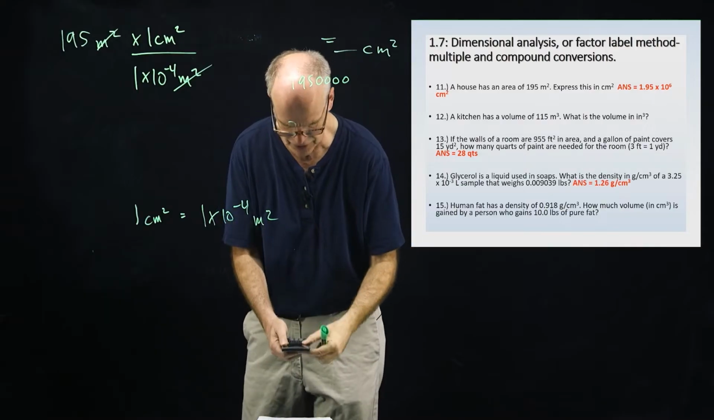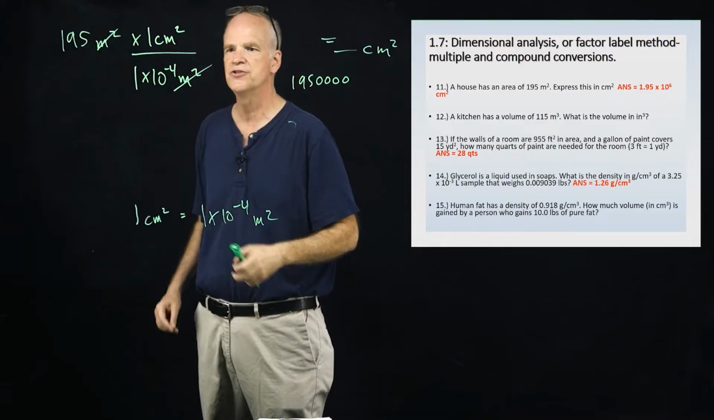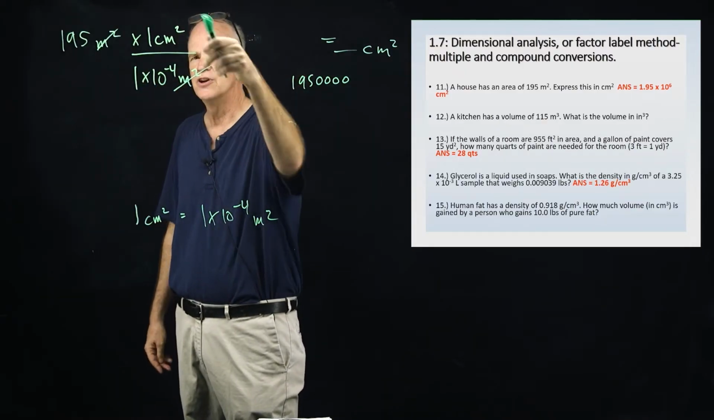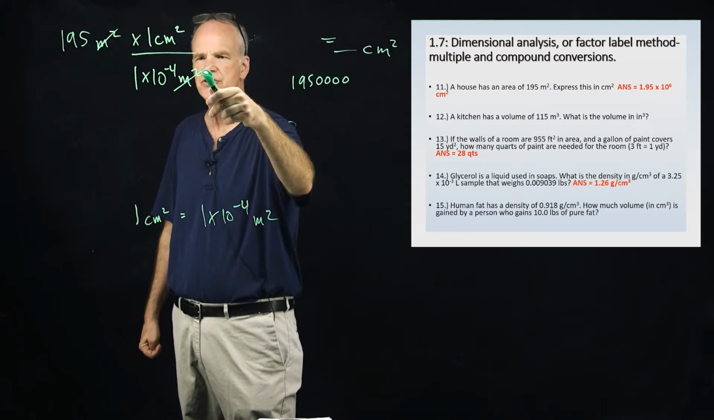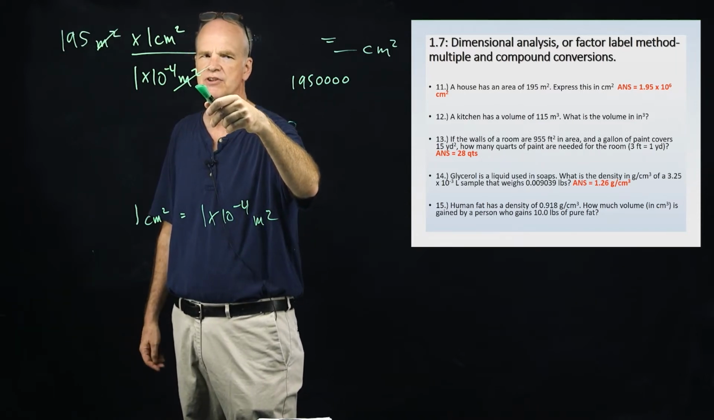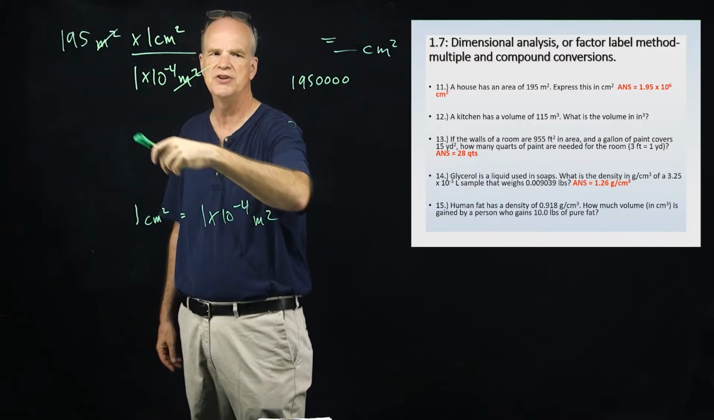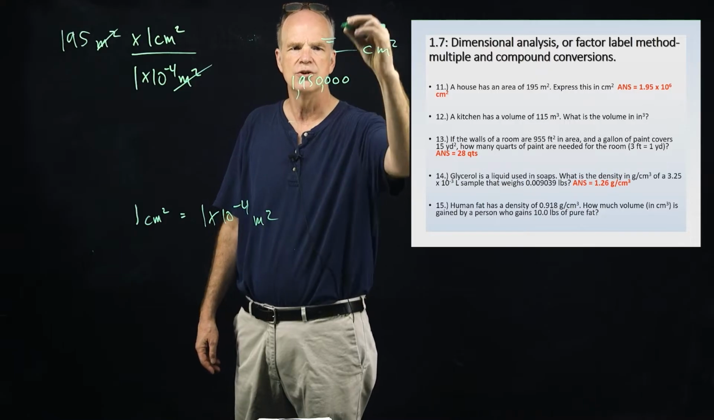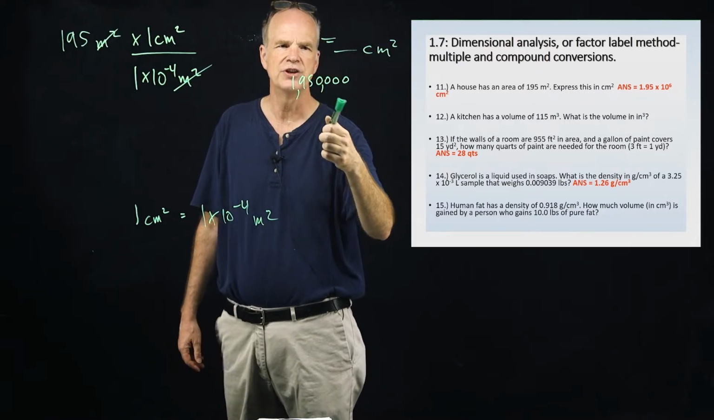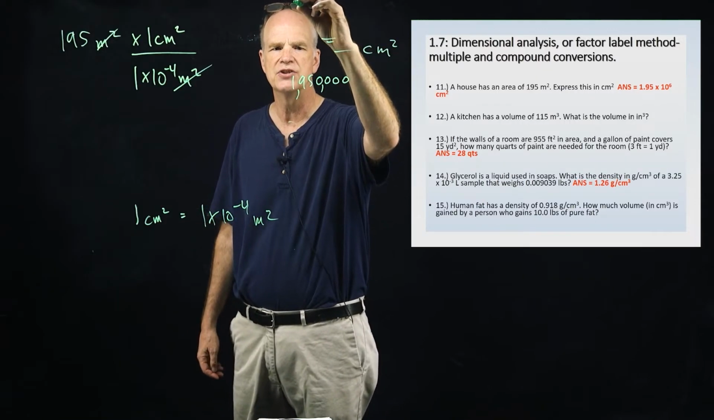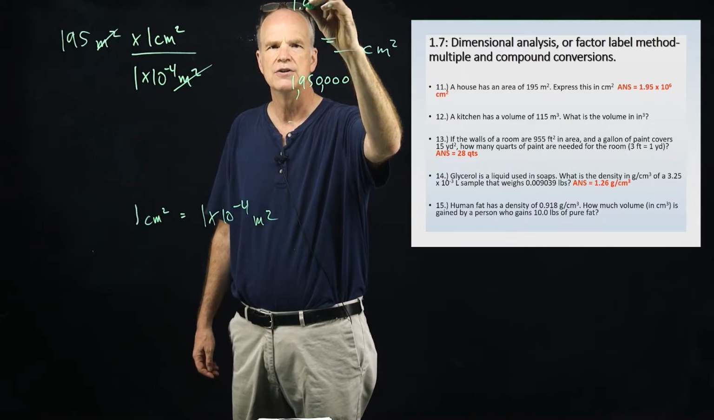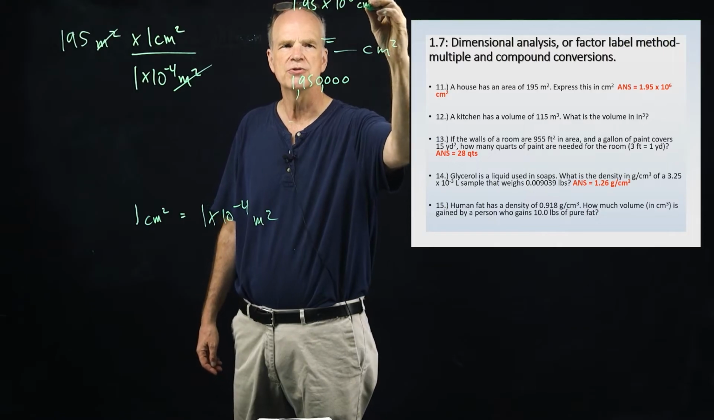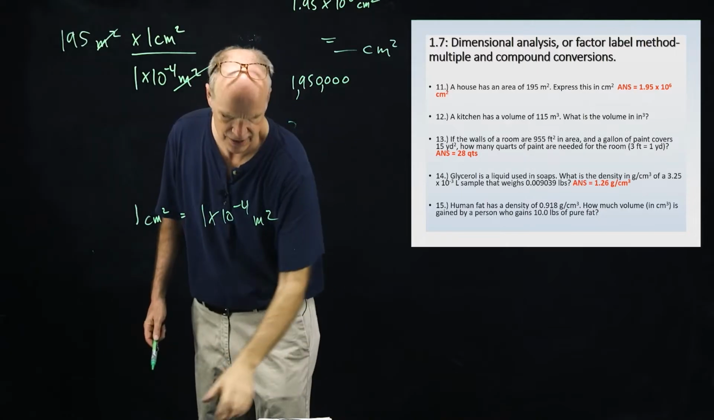Okay, so let's convert this to correct significant figures. We have 3 significant figures in 195. Both of these other numbers are exact numbers, and so they will have an infinite number of significant figures. So the answer should be rounded to just 3 significant figures. So you can write either 1,950,000, or better yet, get this into scientific notation, which is 1.95 times 10 to the 6 centimeters squared. Okay, let's move on.